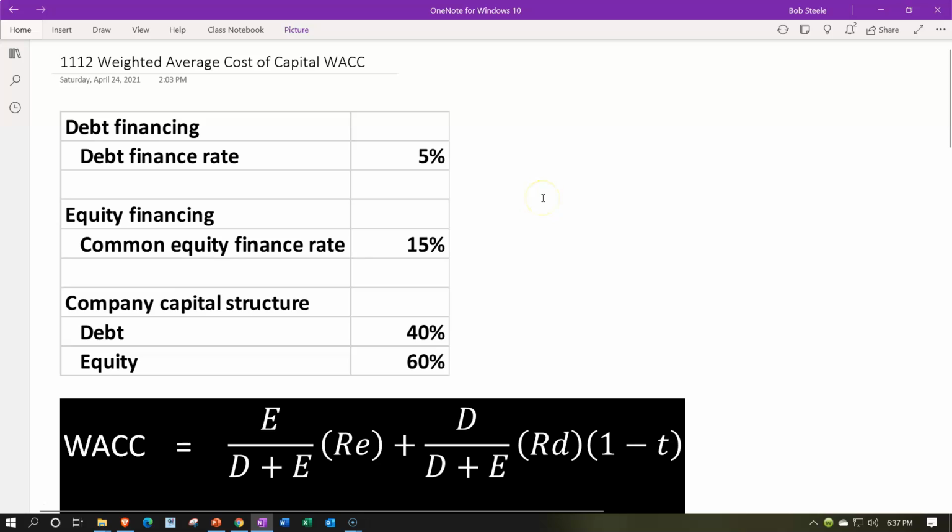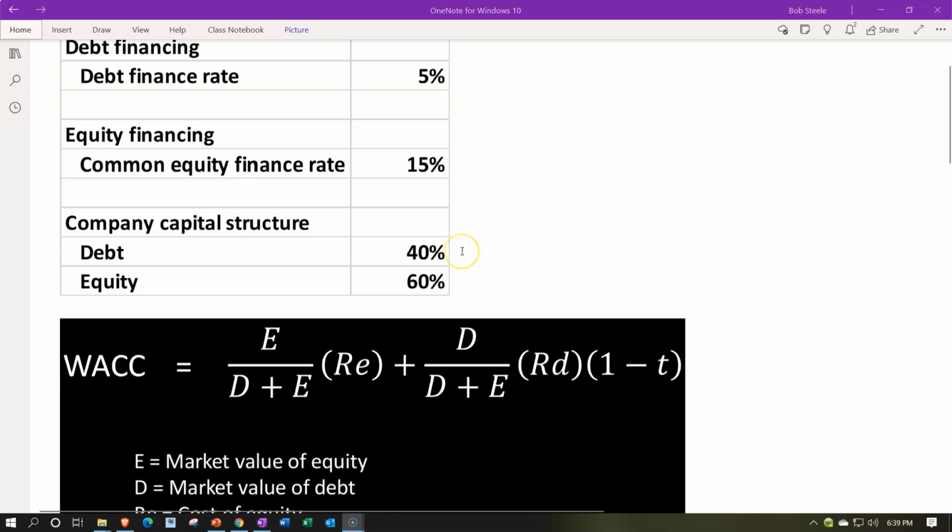So our information says the debt financing rate is going to be the 5%. The equity financing rate is going to be the 15%. And then the company capital structure is going to be debt at 40%, equity at 60%. As we move forward, we're going to be focusing more into the debt financing rate and the common equity financing rate. So we'll talk more about those items in practice problems in the future. We're not going to spend a lot of time recalculating the debt and equity, but you can kind of think about that with regards to the accounting equation.